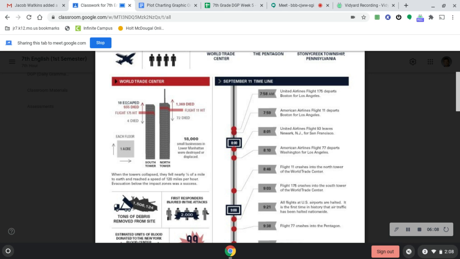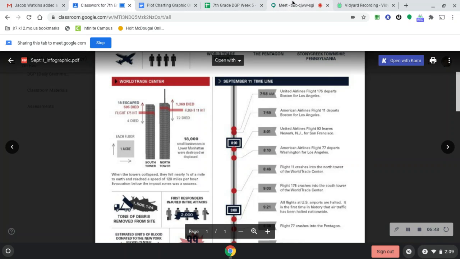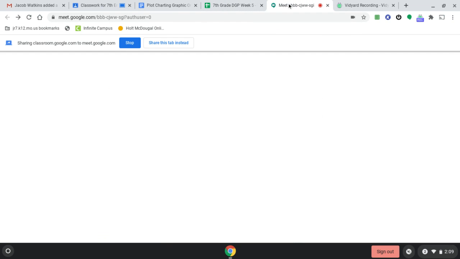Looking at the World Trade Center, it even shows you how many escaped, how many ended up dying, how many were on the flight when it hit. Okay. And it's crazy to think, one, the details of what you're actually looking at, right?